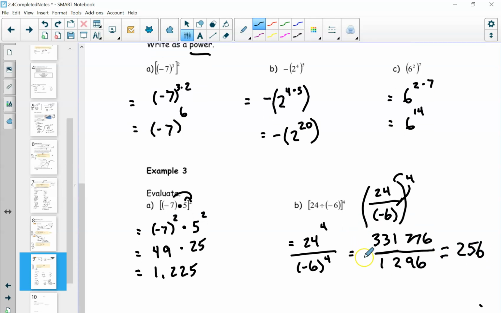Now, I just want to try something here. What happens if we were to simplify before we applied the power?